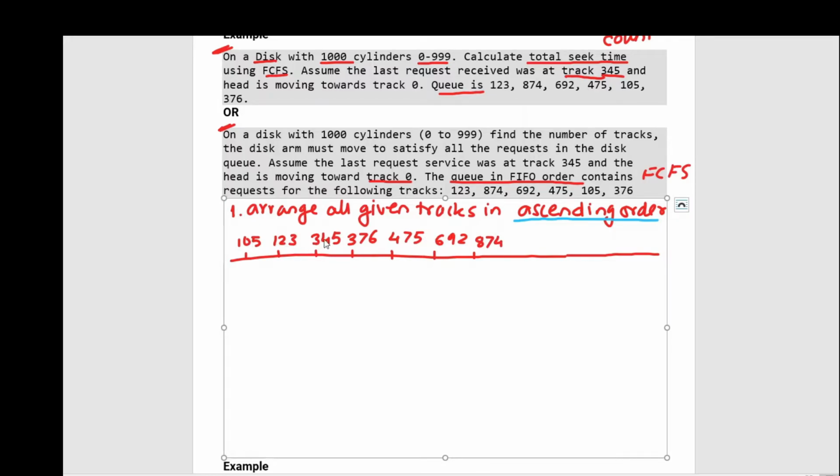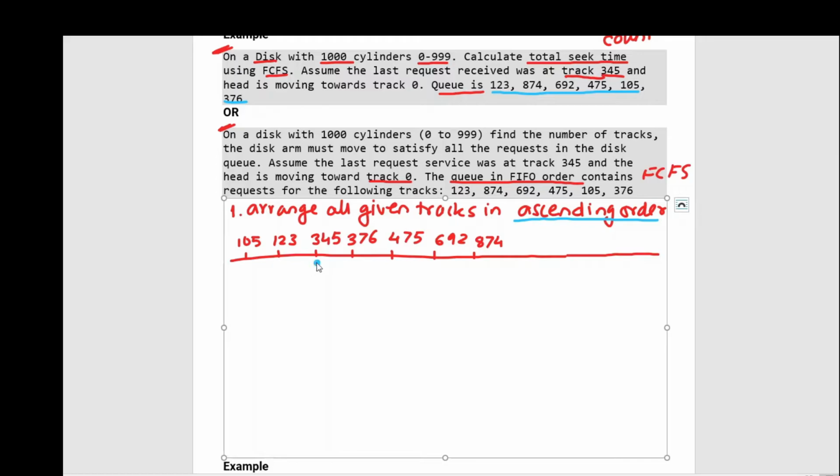1, 2, 3, 4, 5, 6, 7. How many were given in the numerical? 1, 2, 3, 4, 5, 6, and the current position 7. Let us now try to draw the seeking pattern. Our pointer is at track number 345, and now we will follow the queue in the given sequence.